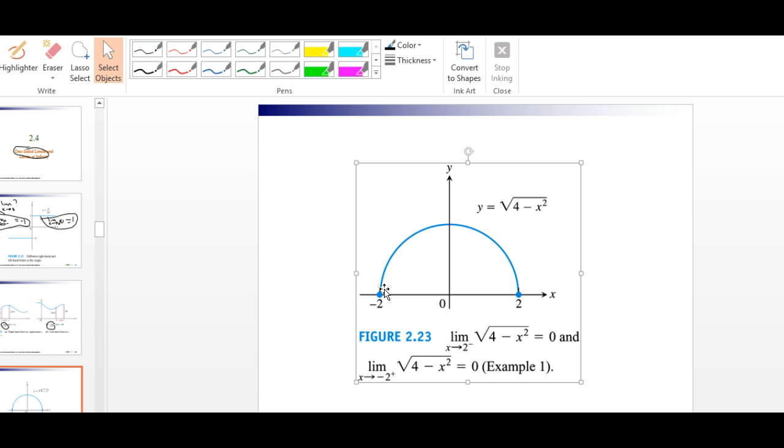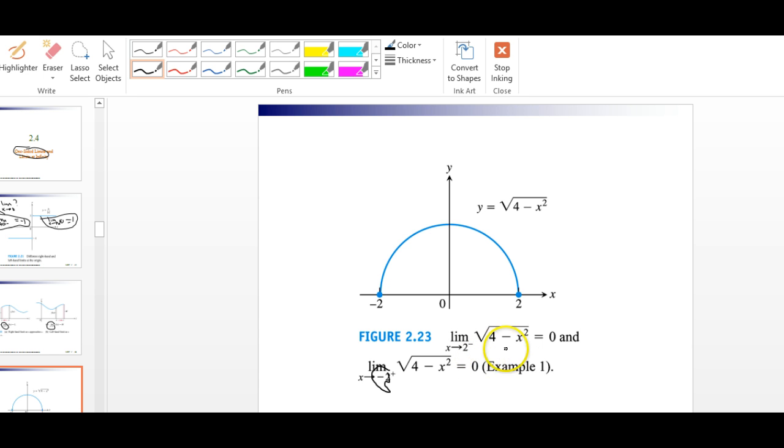How do you write that? Negative 2, and you're approaching from the right side. Negative 2 from the right side. What's happening to the function? The x value is heading towards negative 2, the y value is heading towards what? 0. So the right limit at negative 2 is 0. Is that okay?